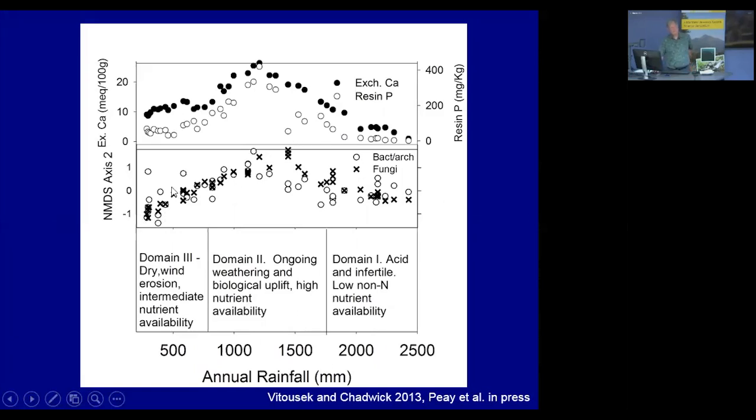We also see that the microbial communities vary as a function of these domains. The top figure here is the biologically available calcium and phosphorus. The bottom is the different domains we see along the gradient. And the middle is the second axis scores for an NMDS ordination of bacterial or archaeal versus fungal communities.